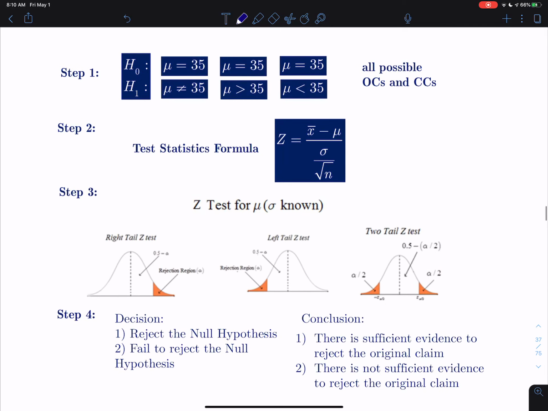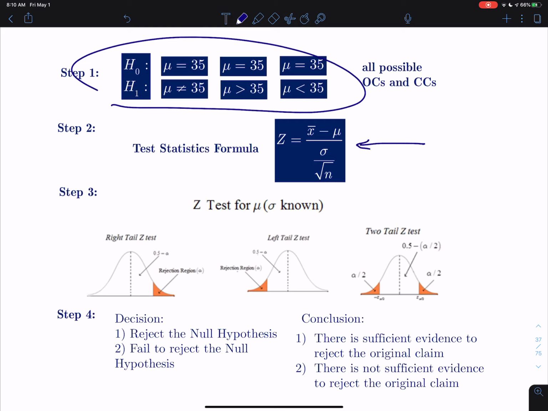Here I, as always, have outlined all the possible null and alternative hypotheses for you. I've shown you what test statistics you have to use when you're testing the mean when sigma is given. Here are all the different rejection regions you can have, and here are the two conclusions and two decisions that you're going to have to end up with. So here's a general flowchart of all possible cases you could look at. But now let's specifically look at an exercise for that.